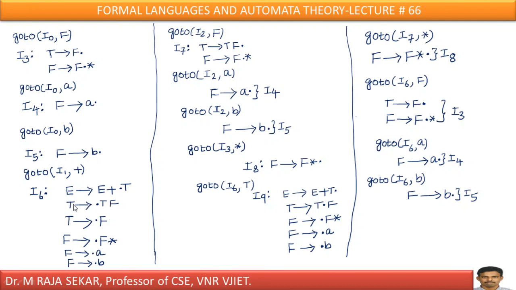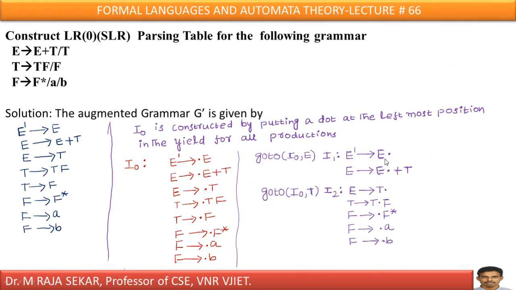Just go back and check. T goes to dot TF is there, T goes to dot F is there. Just check in my previous slide. After the dot, I am also getting capital F. Again, write all the productions of capital F from I naught. Let me say this is I4, now it becomes I6. Now we completed I1, meaning I1 comma plus is completed.